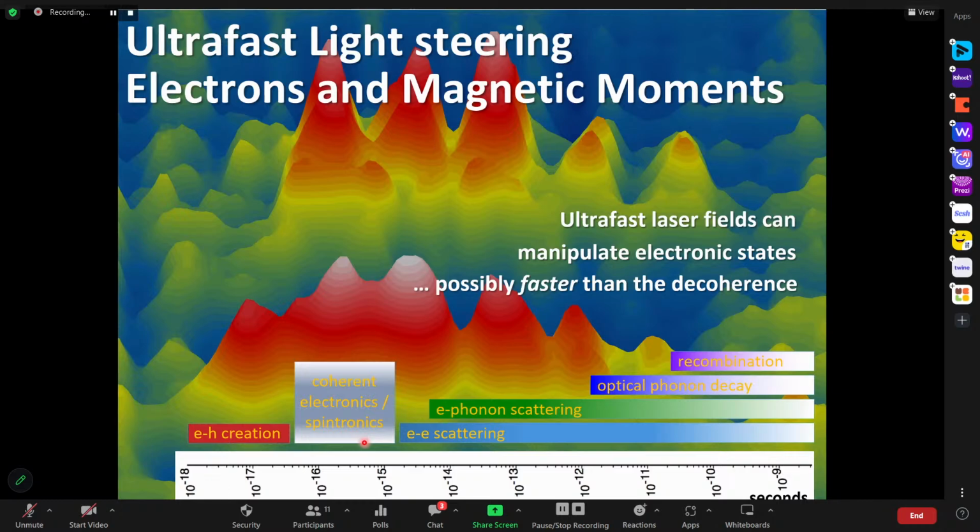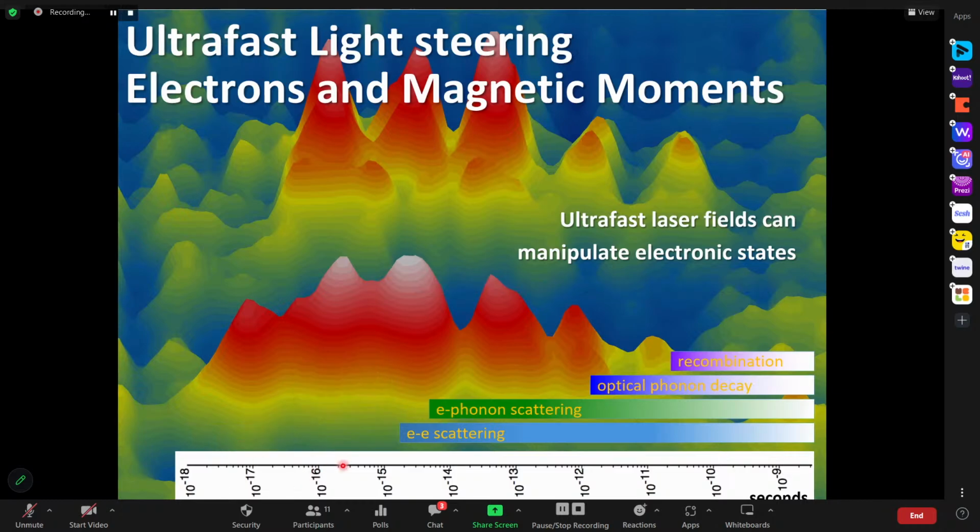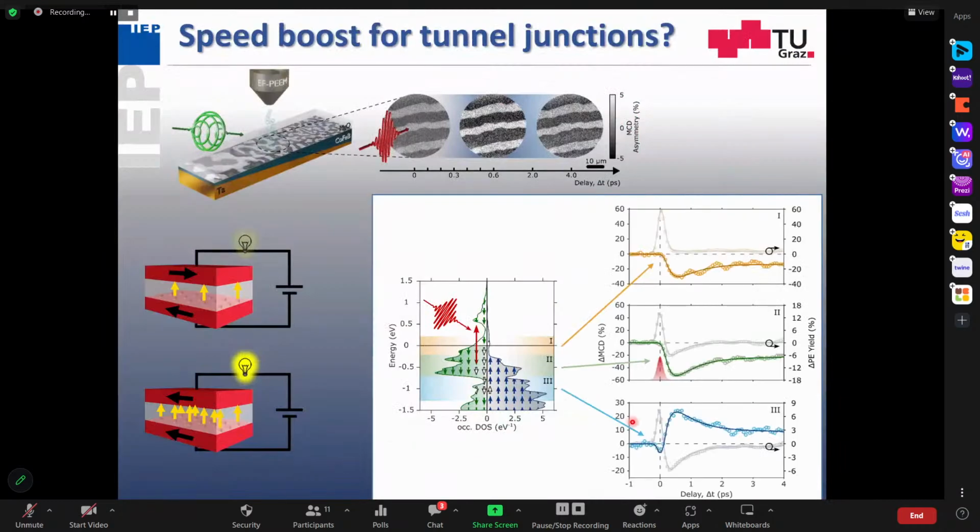Thanks, Martin, I have a couple of questions. The first one: in the last data that you showed, there are some oscillations. Are these phonons?